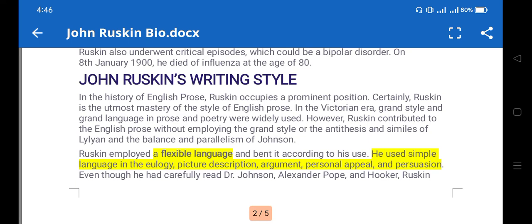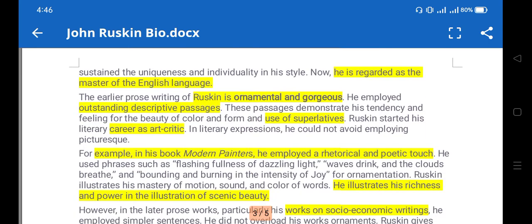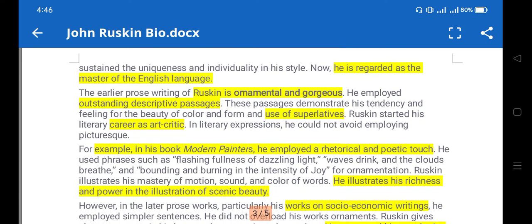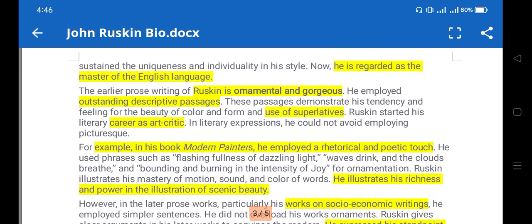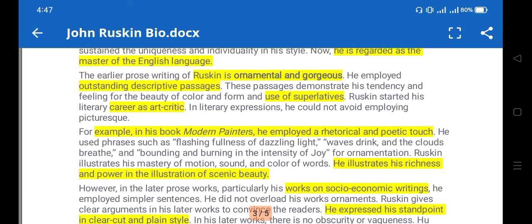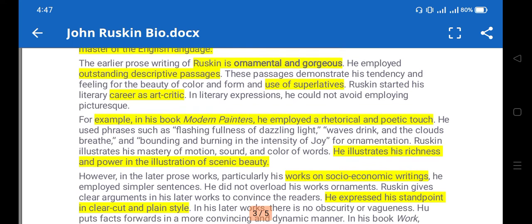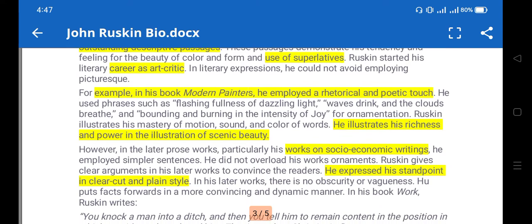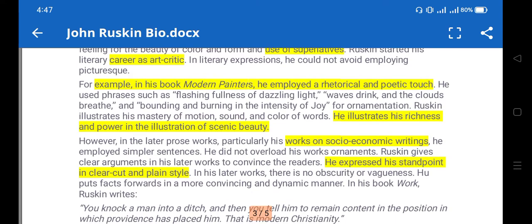Now, John Ruskin's writing style: he employed a flexible language and bent it according to his use, and he used simple language in the eulogy, picture, description, argument, personal appeal, and persuasion. He is regarded as the master of the English language as well. Ruskin is ornamental and gorgeous, with outstanding descriptive passages and use of superlatives. His literary career was as an art critic as well. He also illustrated his richness and power in the illusion of scenic beauty.